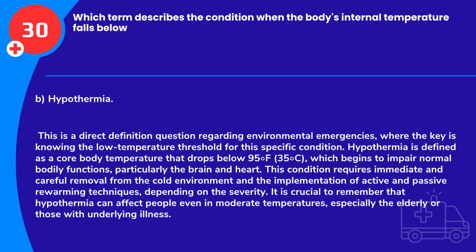Answer: B. Hypothermia. This is a direct definition question regarding environmental emergencies, where the key is knowing the low temperature threshold for this specific condition. Hypothermia is defined as a core body temperature that drops below 95 degrees Fahrenheit, 35 degrees Celsius, which begins to impair normal bodily functions, particularly the brain and heart.